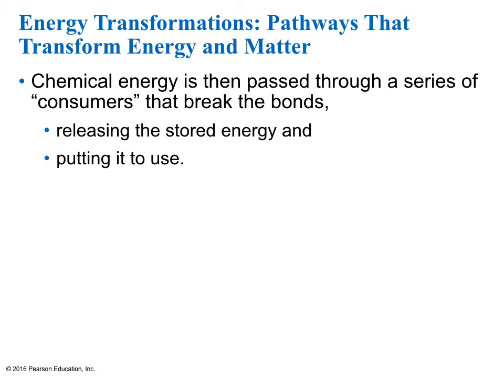So chemical energy is passed through a series of consumers that break bonds, releasing the stored energy and putting it to use. So producers take the energy from the sun and put it into some type of energy unit, usually glucose. And then when you break the bonds, you release energy. So when a consumer eats the leaf and gains the glucose, it can then break the glucose molecule, which then gives off energy.